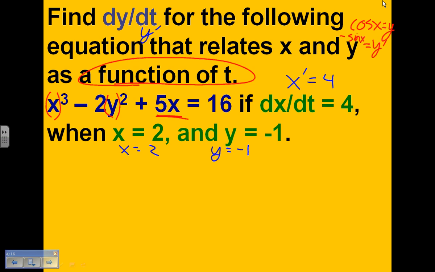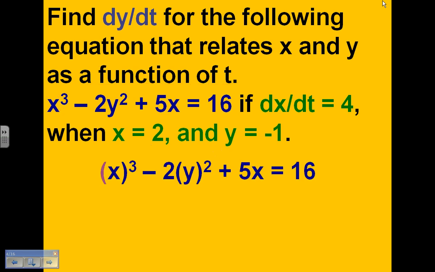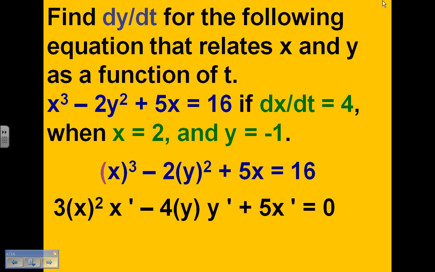All right. What's the derivative of x cubed according to time? Yeah, 3x squared x prime. Who said x to the fourth? No, you've got to subtract one when you take the derivative. 3x squared x prime. Good. And then the derivative of 2y squared will be? Yeah, 4y y prime plus 5x prime equals 0. Okay? So there we are: 3x squared x prime minus 4y y prime plus 5x prime equals 0.